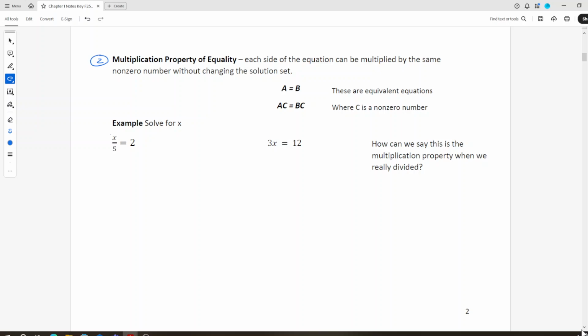So for example, if I did that same story, I want to solve for x. What's in the way of getting x by itself? Oh, a dividing by 5. What's the opposite of dividing by 5? Multiplying by 5. So if I do 5 times x divided by 5, I could think of this as 5 divided by 5 times x. 5 divided by 5 is 1, so I'd be left with 1x.